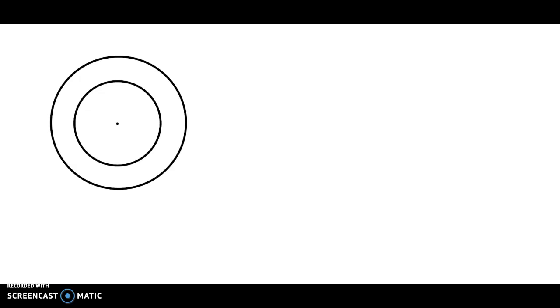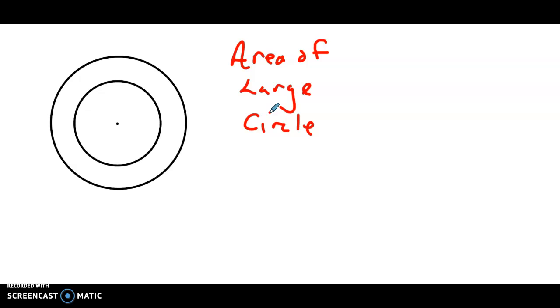The last one is the annulus. It's probably the easiest of them. We're going to take the area of the large circle and we're going to subtract from it the area of the small circle.